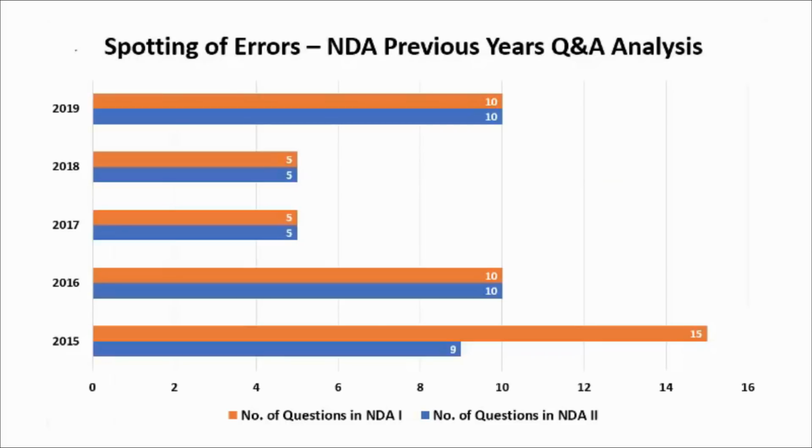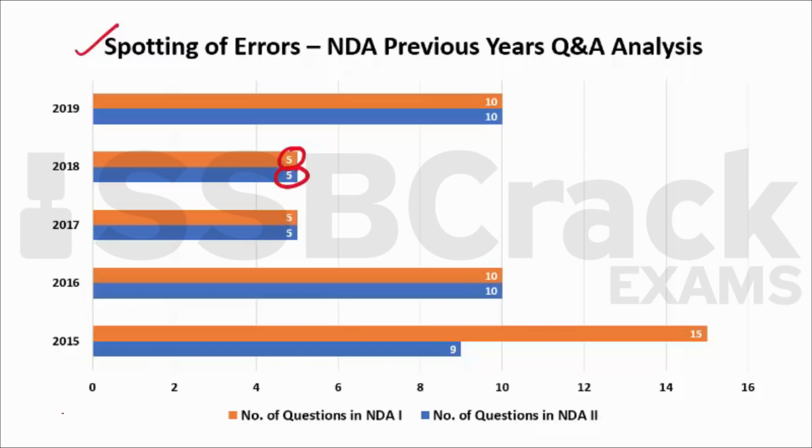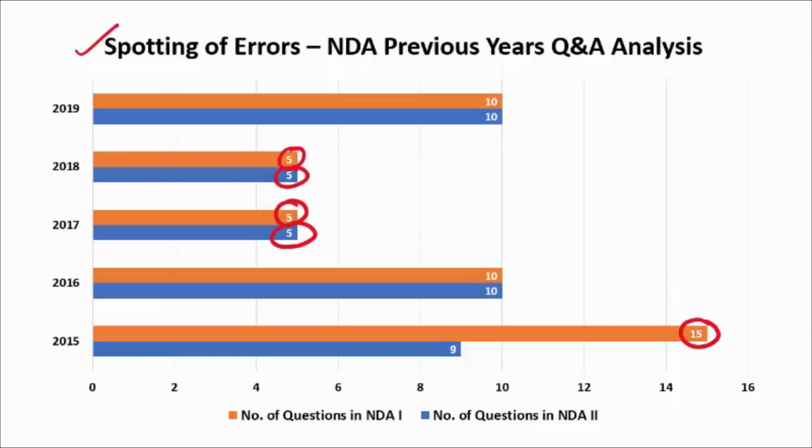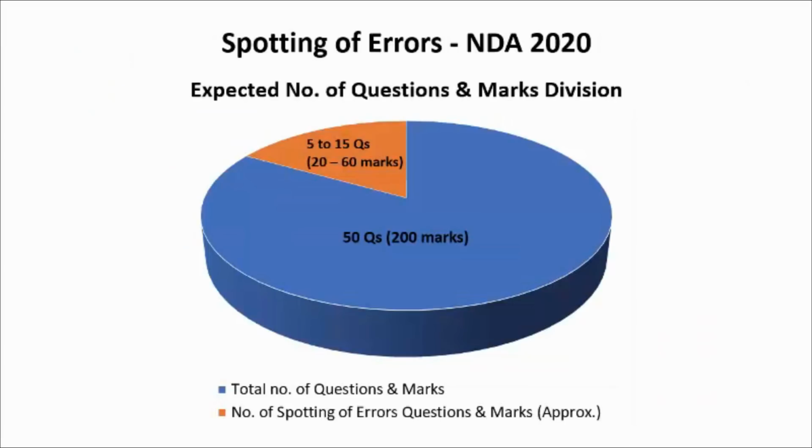Starting with the spotting of errors. The lowest number of questions, which was 5, came in 2018 NDA 1 and 2, and also in 2017 NDA 1 and 2. The highest number of questions, which was 15 from spotting of errors, came in 2015 NDA 1. So you can expect about 5 to 15 questions from spotting of errors in your upcoming NDA examination, which will carry about 20 to 60 marks out of the total 200 marks in your English paper in NDA.